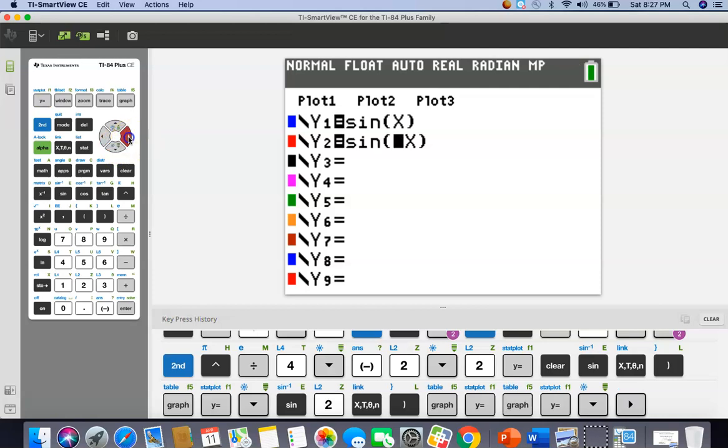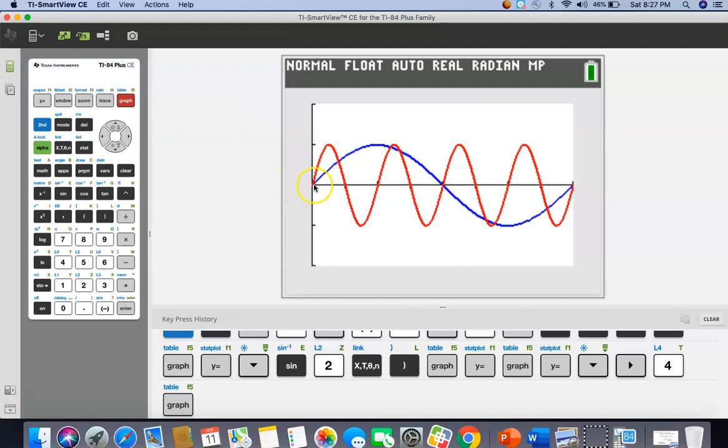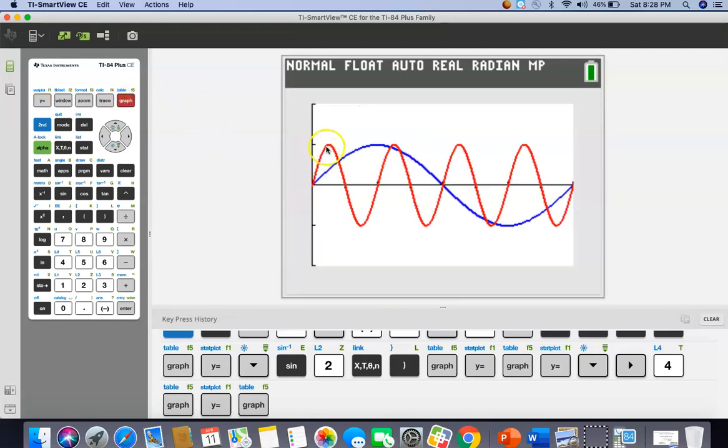What if I were to do something like that? What do you think is going to happen? Again, my b or my frequency is 4. Let's find out what's going to happen. Okay, again, where it normally takes my parent function a period of 2 pi to do its thing, this now does 1, 2, 3, 4 cycles. That's kind of interesting in that my frequency is 4, so it graphs 4 times as many cycles of the function.